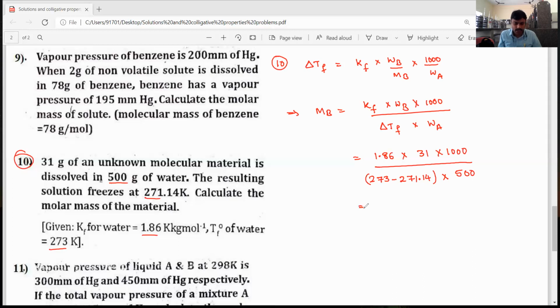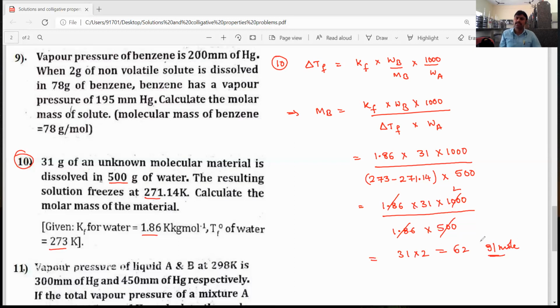Okay, on simplification, 1.86 into 31 into 1000 divided by this difference, which is 1.86, into 500. Then the 1.86 cancels with each other, and 31 into 2 is nothing but 62 gram per mole. Okay, students, this is about the tenth question. So the tenth question is a depression of freezing point related concept. Let's see the eleventh question, dear students.